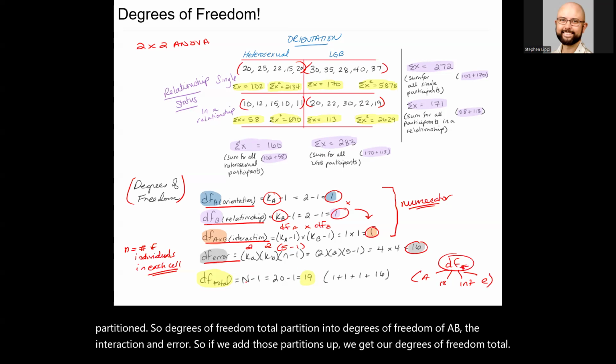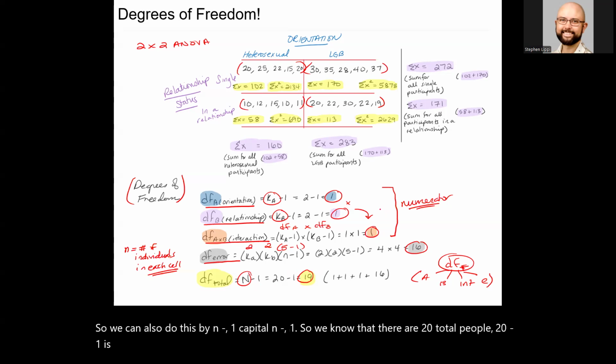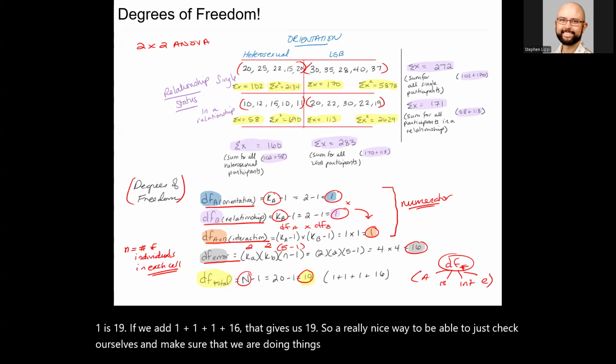So we can also do this by capital N minus 1. So we know that there are 20 total people. 20 minus 1 is 19. If we add 1 plus 1 plus 1 plus 16, that gives us 19. So a really nice way to be able to just check ourselves and make sure that we are doing things correctly, right?